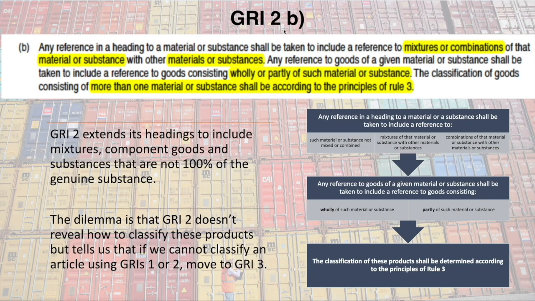Well, in this case, the rule does not indicate how the product has to be classified. It only indicates that for these cases, the following rule must be used. The following rule is rule number 3. So let's review rule number 3, GRI 3, for this. But first, let's look at some examples, some products that fall under this rule.